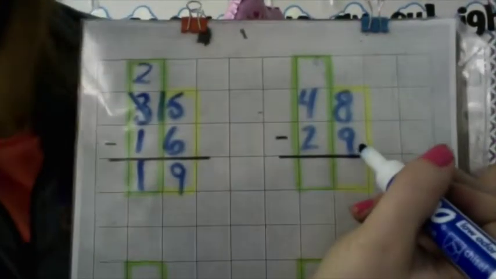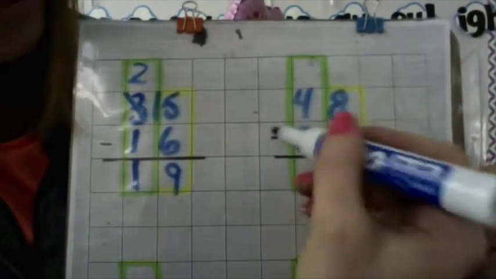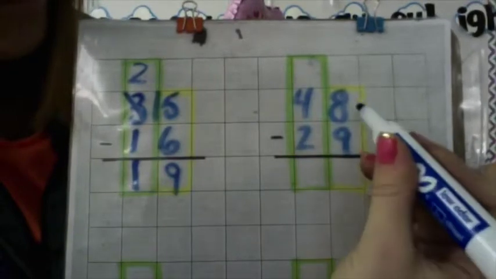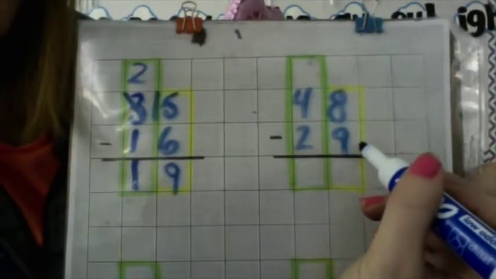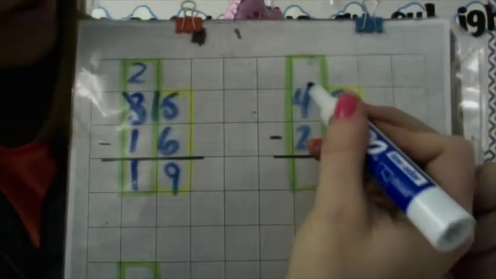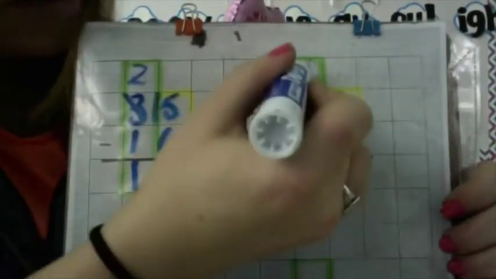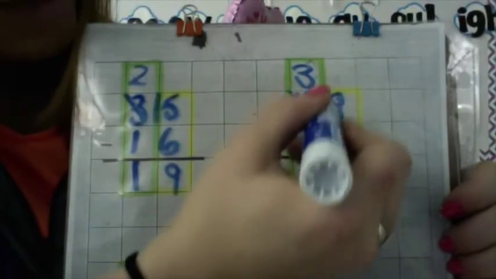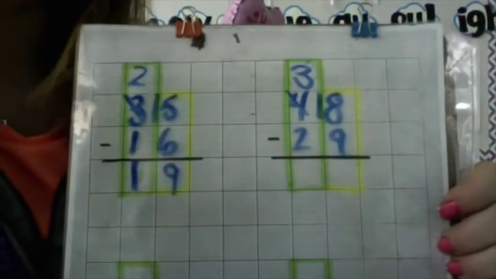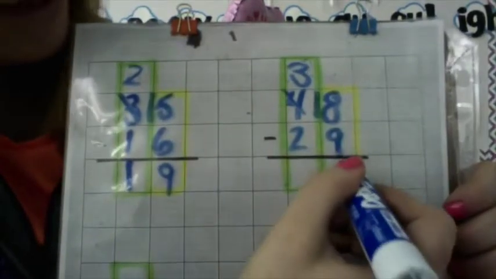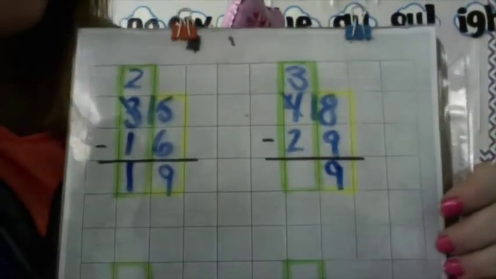48 minus 29. I started in my ones. 8 take away 9. Was there more on the top or more on the floor? You got it. More on the floor. So we've got to go next door and get 10 more. So the 4 becomes a 3. And the 8 becomes an 18 because 8 plus 10 equals 18. 18 minus 9, well, that's one of my doubles. 18 minus 9 equals 9.